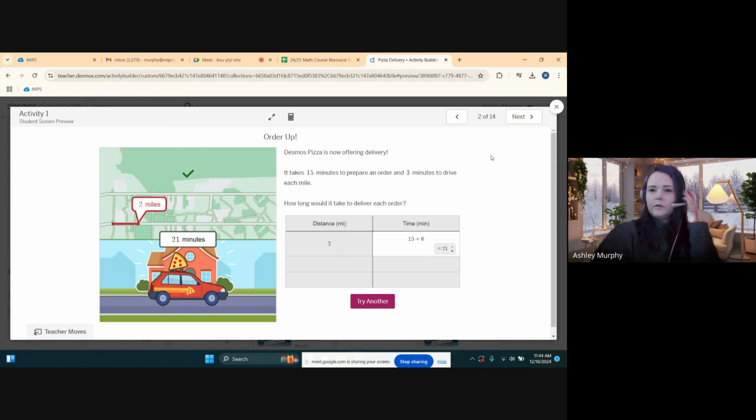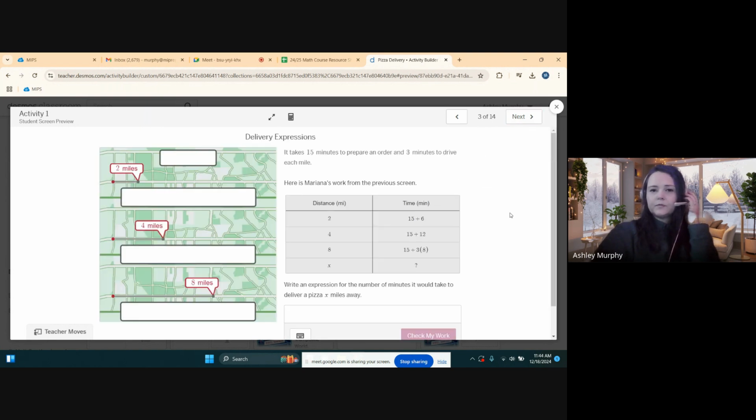Okay, good. So we have some work here. If you notice the pattern, we always start with 15 and then we always multiply by 3 because it takes 3 minutes per mile. So that would give us 3x at the end of our expression. So always starting with 15, and then this other number is a multiple of 3 based on the distance. Looks good.